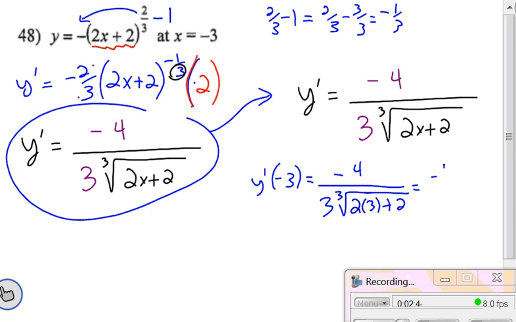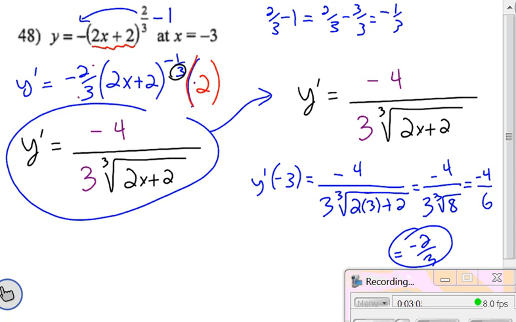Let's see, -4 on the top, 3 on the bottom. What is the cubic root? 6 plus 2 is 8. Oh, good, this is going to work out. The cubic root of 8 is 2. 3 times 2 is 6. So we get -4/6. So the answer, -4/6, is -2/3 if you reduce it.